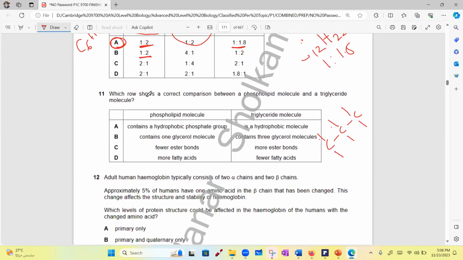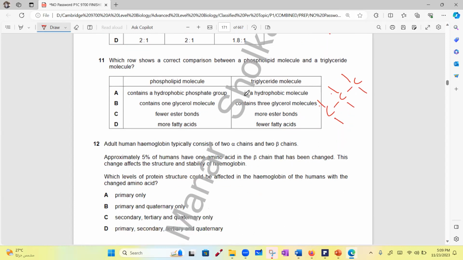11. Which row shows a correct comparison between a phospholipid molecule and a triglyceride molecule? Now, this I think is very easy. Who will give me an answer? Phospholipid and what did you say? C. Ester bond, of course. Contain a hydrophobic phosphate group, phospholipid. It's not hydrophobic, it's hydrophilic. Contains 1 glycerol molecule. Contains 3. No, wrong. Yes, C.